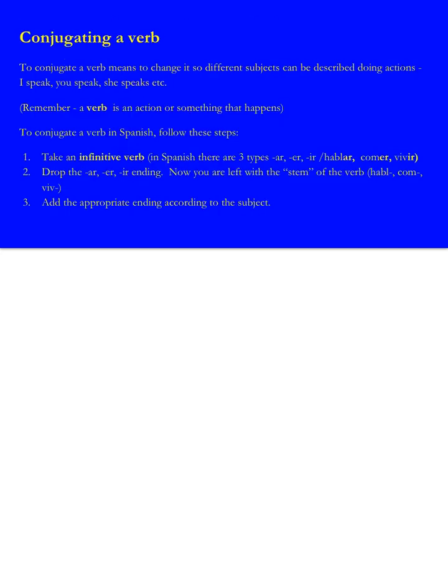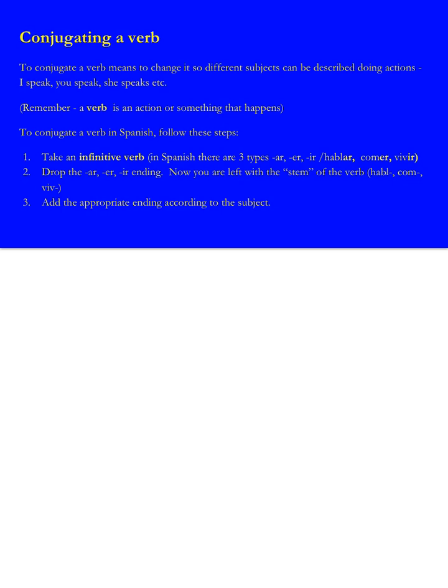Once you've considered the subject of the sentence, now you can conjugate a verb. To conjugate a verb means to change it so different subjects can be described doing actions. I speak, you speak, he speaks, she speaks, we speak. Remember, a verb is an action or something that happens. To conjugate a verb in Spanish, there are three major steps. Number one, take an infinitive verb. An infinitive verb ends in either AR, ER, or IR. So that means just to do something, like to speak, to eat, or to live.